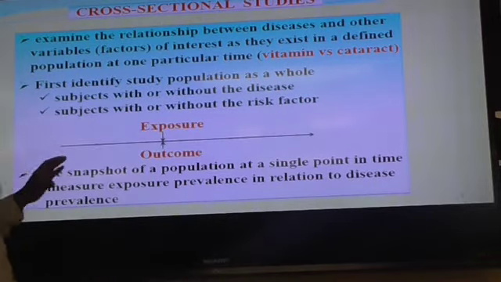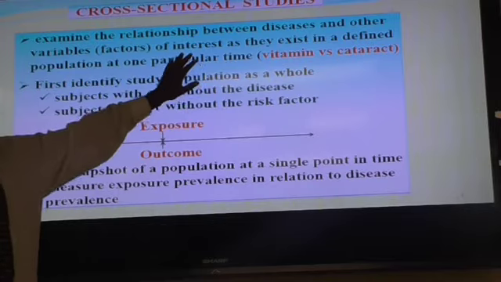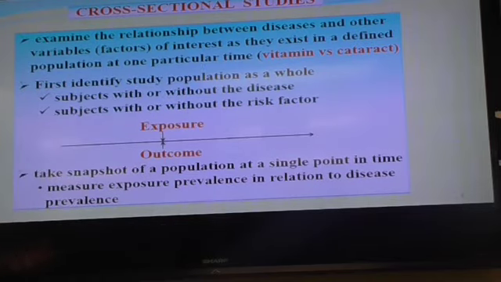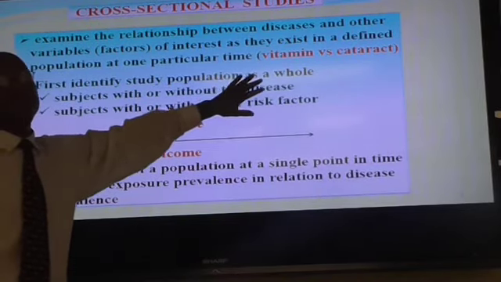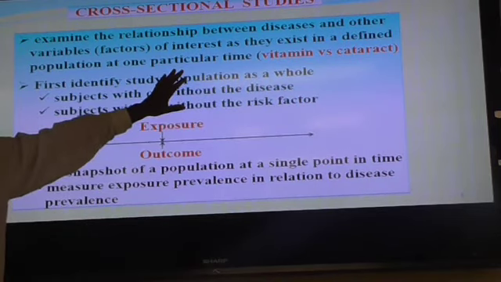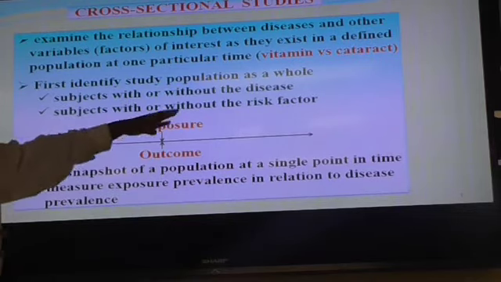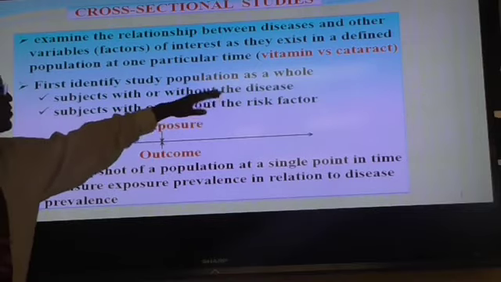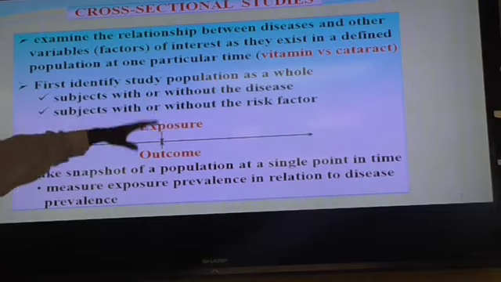In cross-sectional studies, what you do is first identify your population as a whole, your study population. This population is composed of subjects with or without disease, and with or without the risk factor. So you don't know all of them. All you know is the general population. Then once you have your population in place, you classify it based on whether the disease is present or not, and the risk factor is present or not.